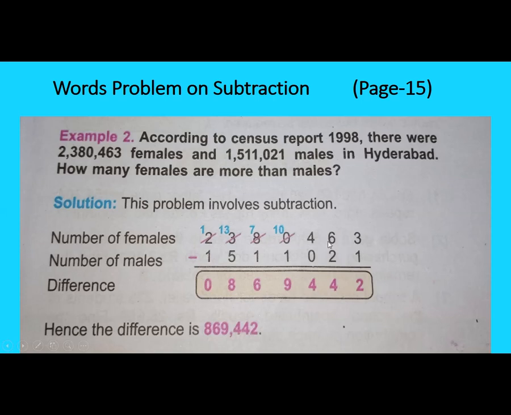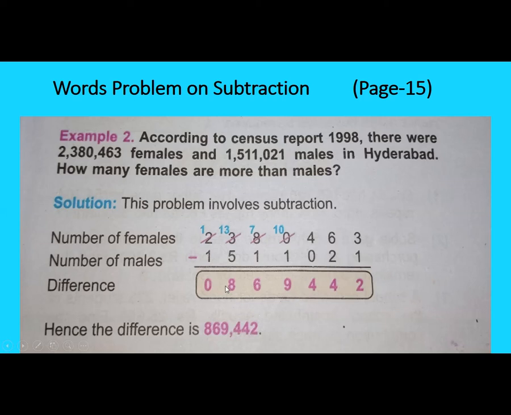3 minus 1 we get 2, 6 minus 2 we get 4, 4 minus 0 we get 4. Then here is 0, 0 minus 1 is not possible, we borrow from 8 and it will make it 10, 10 minus 1 is 9. Now this is 7 because we borrowed from here. 7 minus 1 we get 6. Again there is 3, 3 minus 5 is not possible, so we borrow from 2 and it will make it 13. 13 minus 5 we get 8 and here 1 is left, 1 minus 1 is 0.